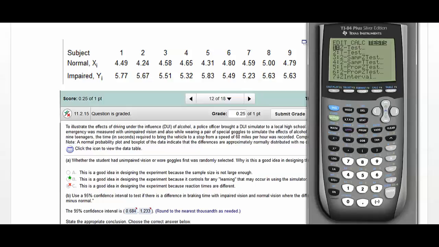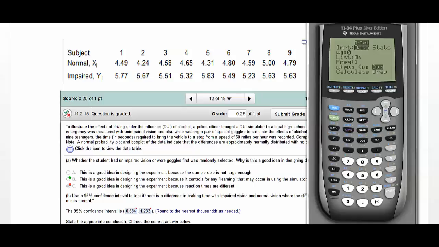So I'll go over to stat tests. I want a t-test. Again, this is only for matched pairs. And I'm going to tell it the raw data. And in a matched pairs test, if there is in fact no difference between the two, then I would expect the mean to be 0. Let's see, L3 is where I got my list stored.